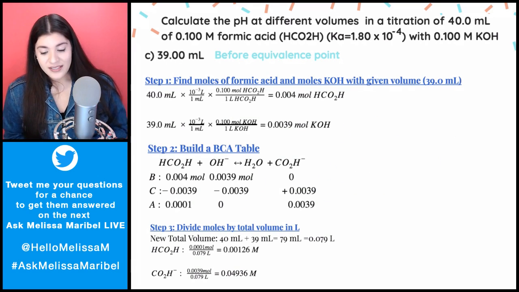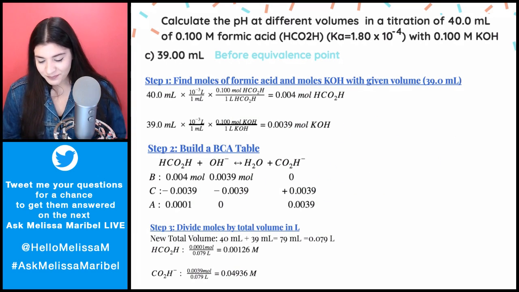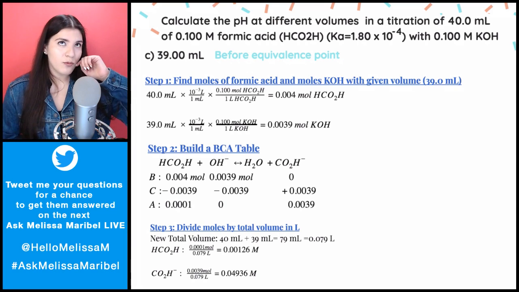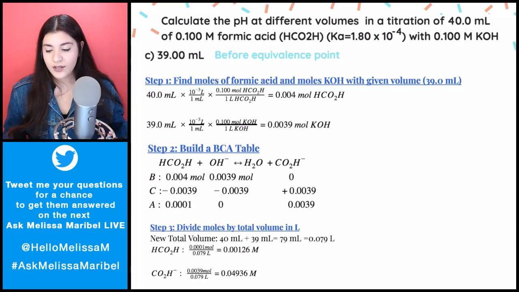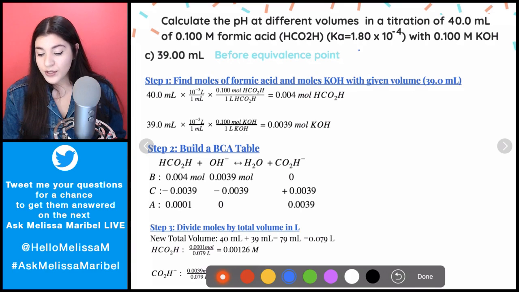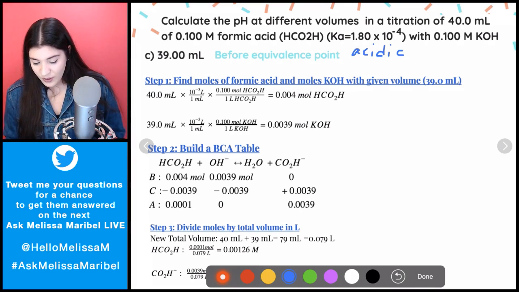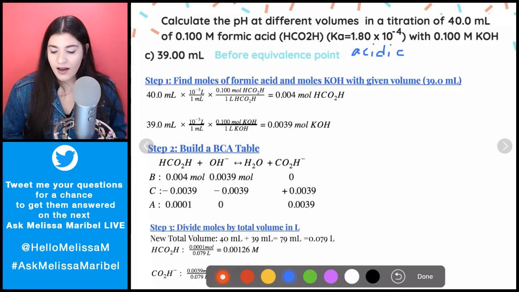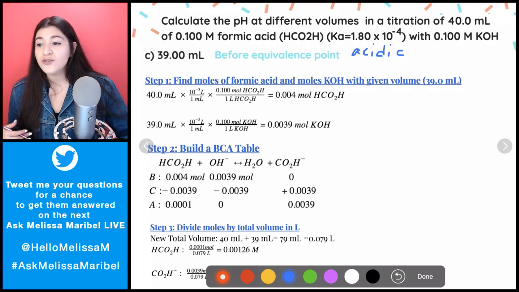The next step, sadly, there's no way around this. We do have to do this next step. This is going to be about what we do before the equivalence point. Since it's before the equivalence point, we haven't added enough base to neutralize the acid, so this is going to be acidic. Since I know this is going to be acidic, I once again have to figure out how many moles of my acid I have, how many moles of my base, and so on.